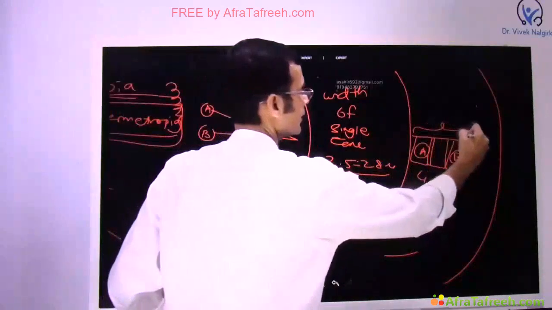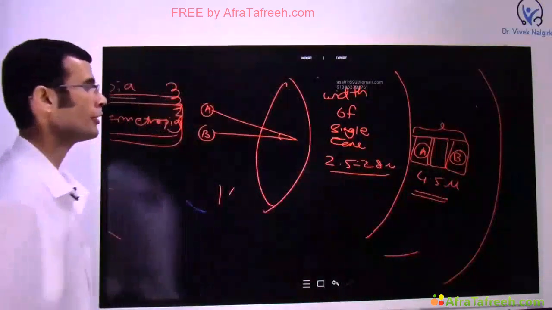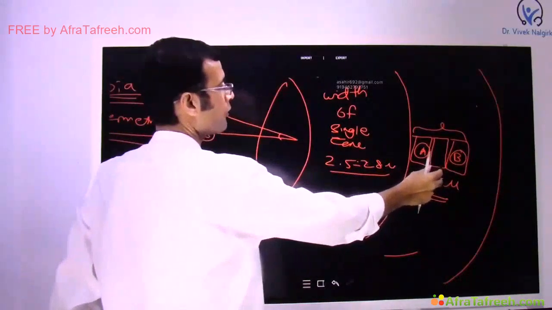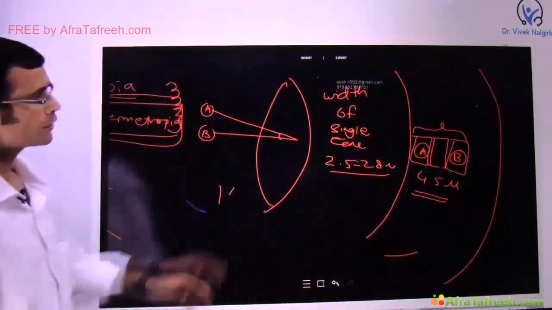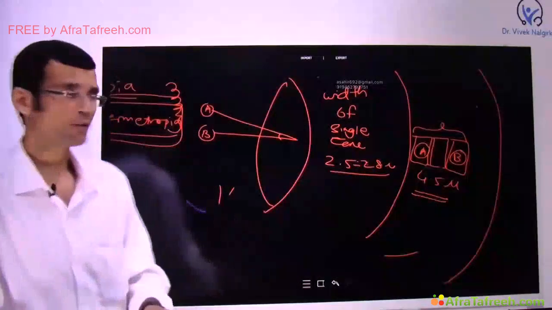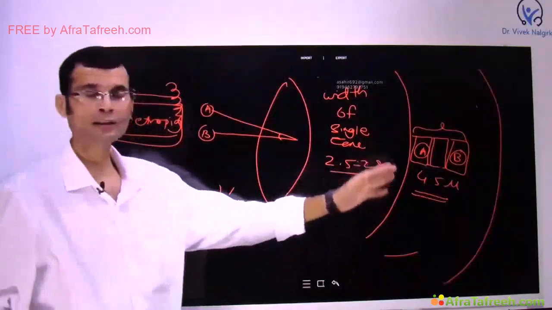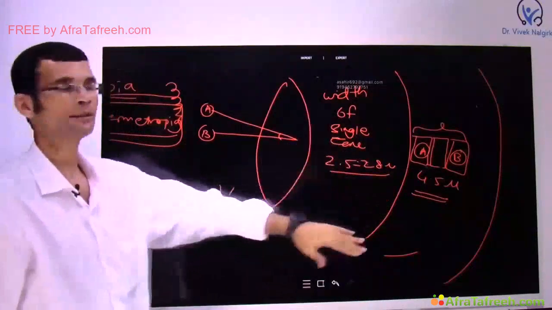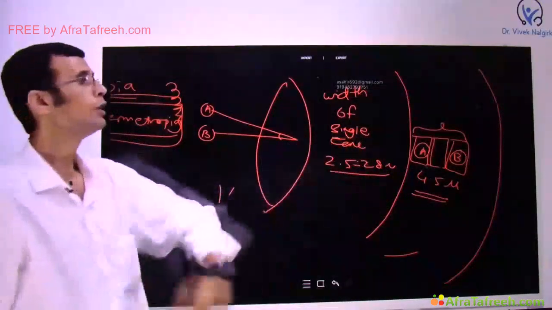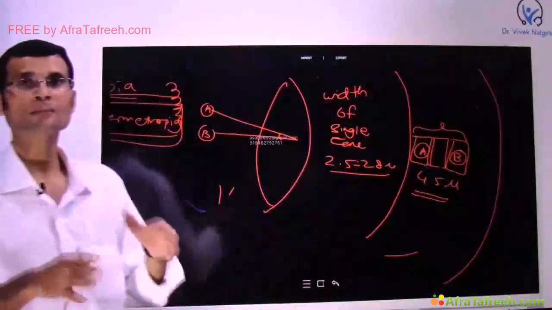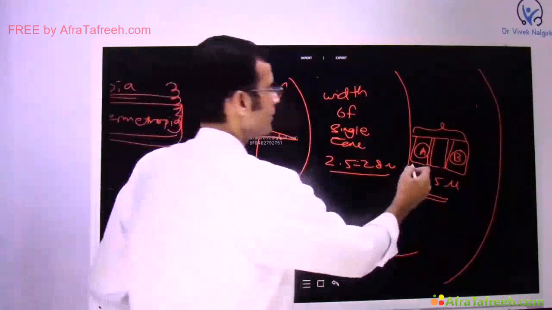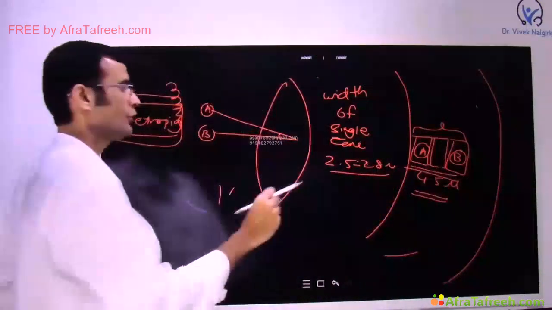You can see here, let's assume that this is 4.5 micron distance, whereas the width of a single cone is about 2.5 microns. So it ensures that at least one cone or one photoreceptor is left unstimulated between the two images. Only then you can see any 2 points clearly. So that's the meaning of visual acuity.